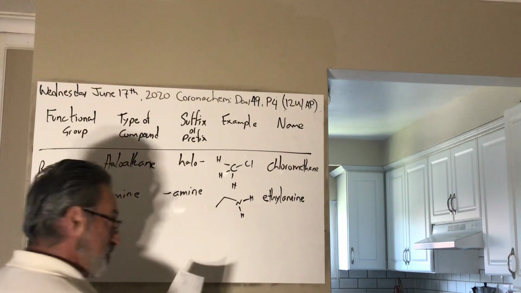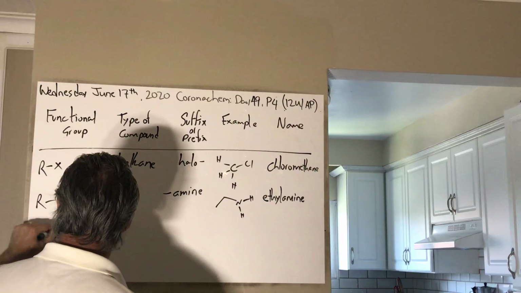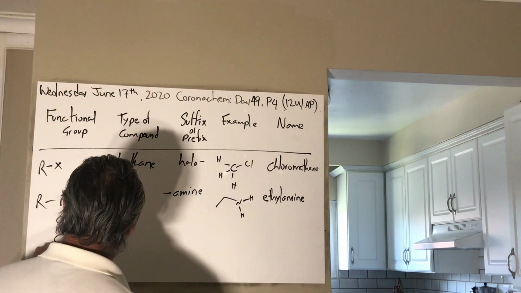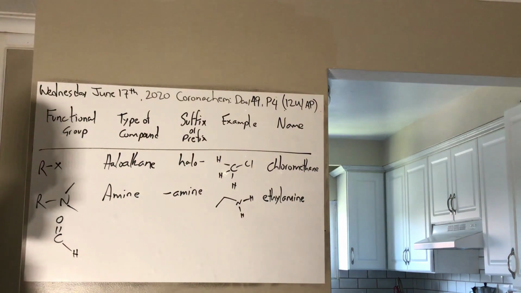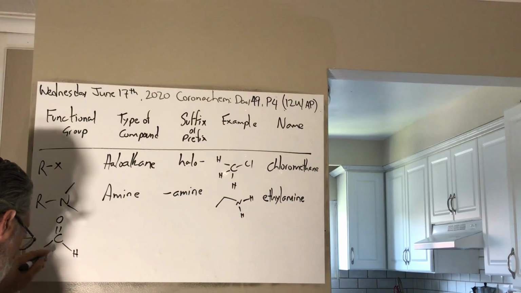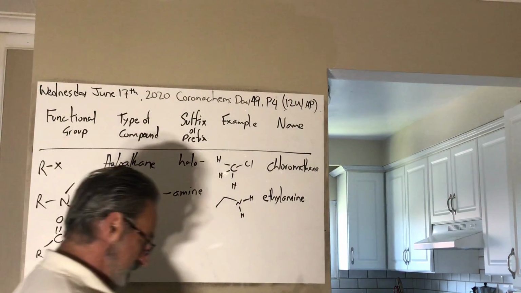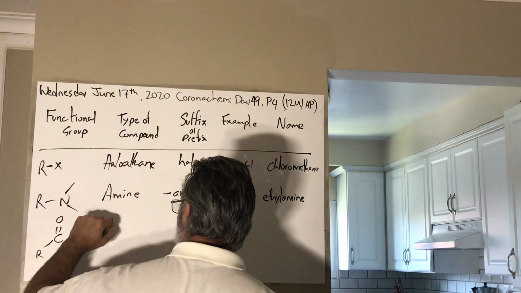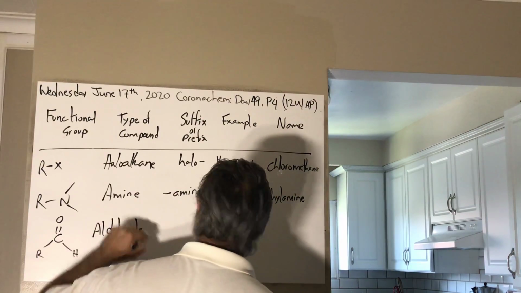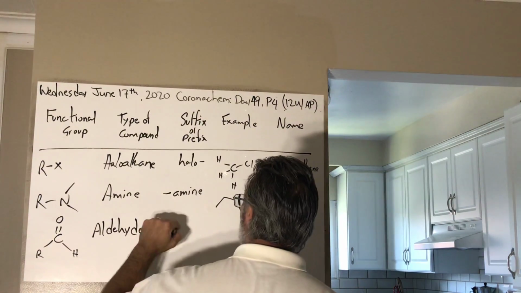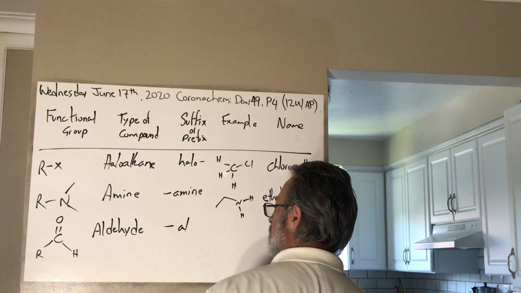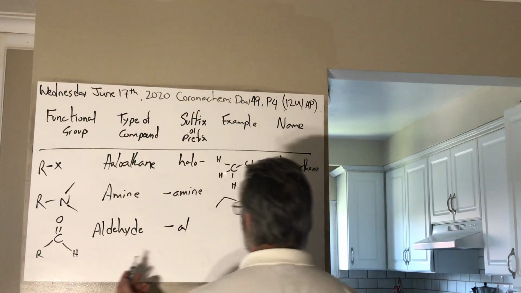Aldehydes, now you have chemicals with carbonyl groups in them. A carbonyl group is a C double bond O. If you have a C double bond O with an H attached to it, that's called an aldehyde. There's an R on the other side, which would be any sort of chain with carbons on it. That's called an aldehyde, and it's got an al suffix. So if you put al on the end of it, you're saying it's an aldehyde.